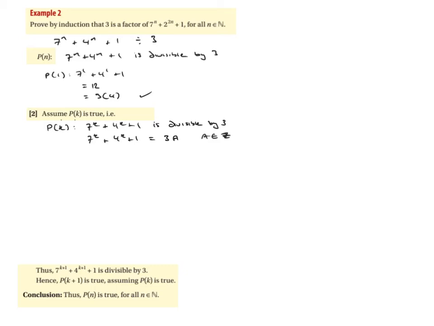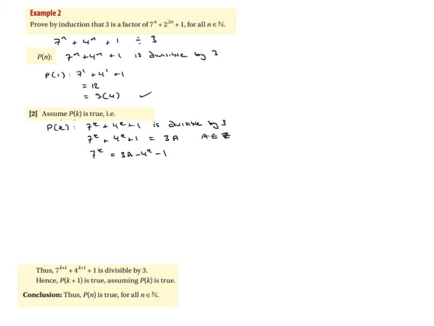Now, I always rearrange it so that the biggest power is on its own, so in this particular one, this here. It doesn't really make any difference which way you rearrange it. You just need either 7 to the k or 4 to the k to be equal to something. So I'm going to say 7 to the k is equal to 3a minus 4 to the k minus 1.